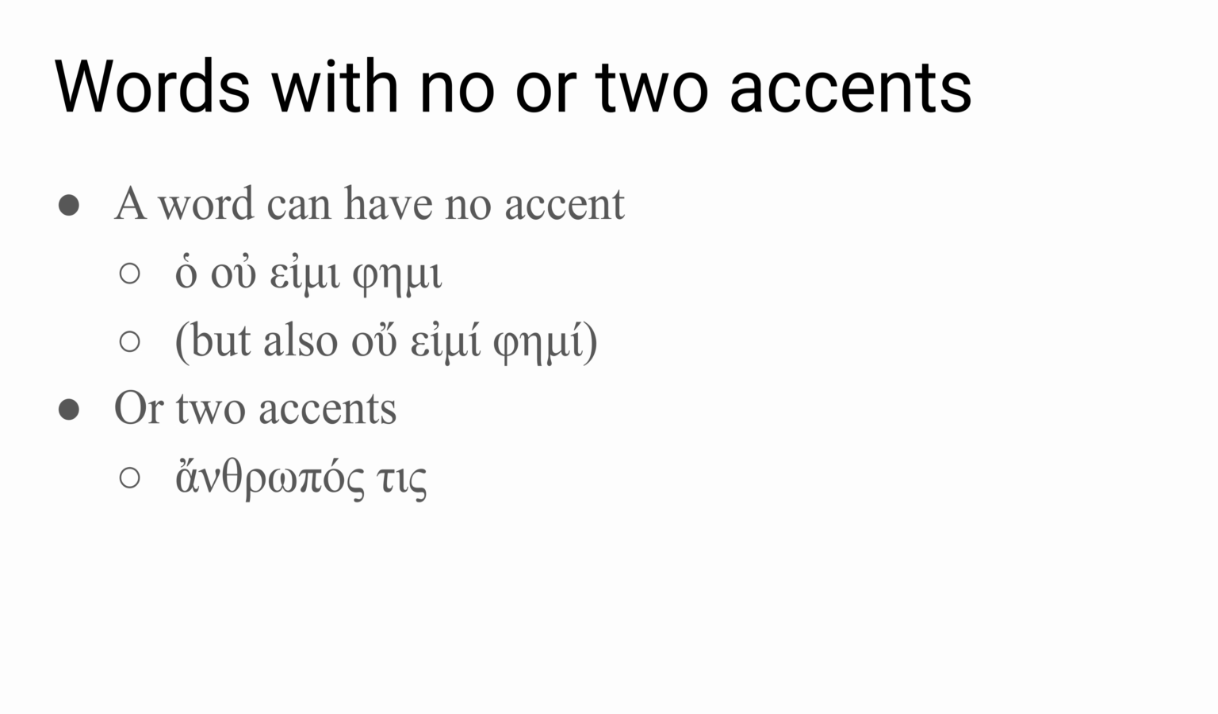This can happen when a word is followed by an enclitic word, and in this case, the last mora can gain an accent. For example, anthropostis. Again, you can look up the rules if you like, but it's always indicated in spelling.